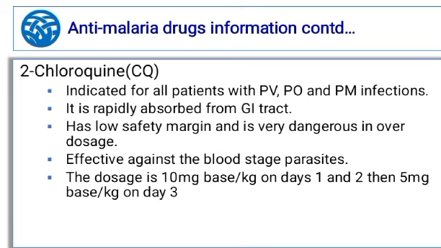Anti-malaria drug information continues. Number 2, chloroquine (CQ), indicated for all patients with PV, orally, for Plasmodium vivax, Plasmodium ovale, and Plasmodium malariae infection. It is rapidly absorbed from the gastrointestinal tract, has a low safety margin, and is very dangerous in overdosage. Effective against the blood stage parasite. The dosage is 10 mg base per kg on day 1 and 2, then 5 mg base per kg on day 3.